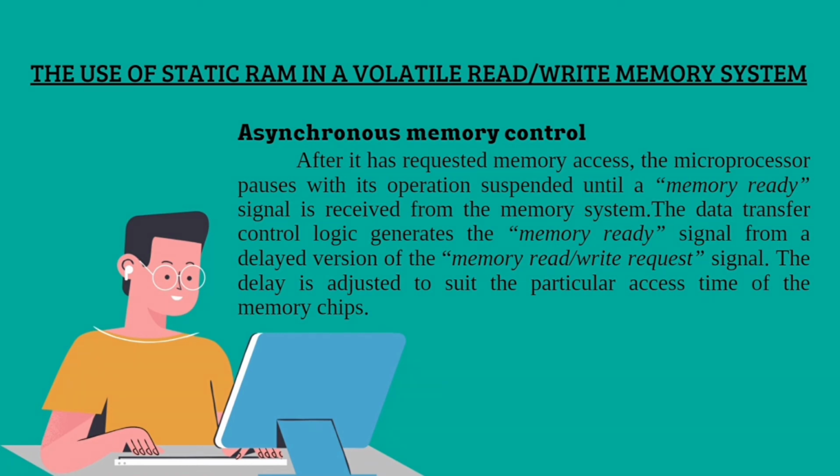Asynchronous memory control. After it has requested memory access, the microprocessor pauses with the operation suspended until a memory-ready signal is received from the memory system. The data transfer control logic generates the memory-ready signal from the delayed version of the memory read or write request signal. The delay is adjusted to suit the particular access time of the memory chips.